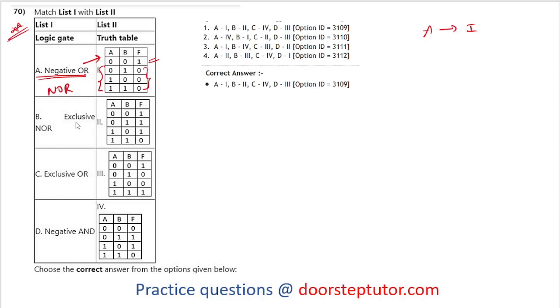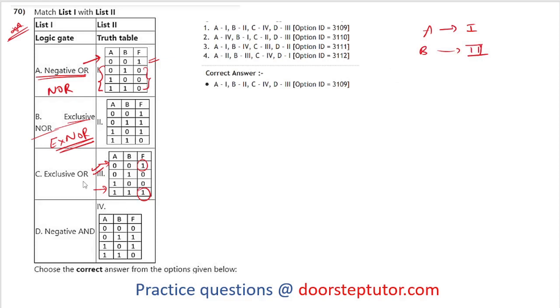Now exclusive NOR. Exclusive NOR means XNOR gate. And XNOR gate says whenever inputs are same, output should be logic high. So from the given options, we can say the third option. Here we are having same inputs, then only output is logic high. So this is XNOR gate. So B is matching with the third option.